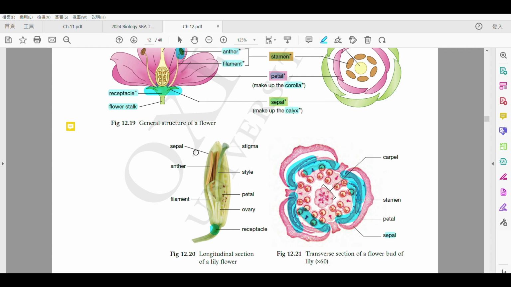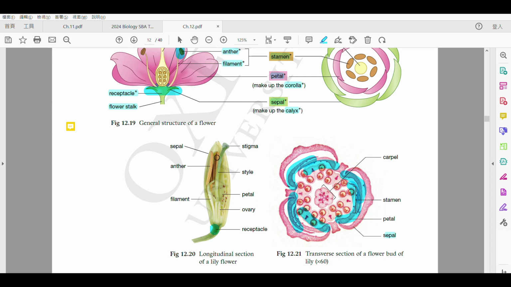But when the flower opens, you can see the petal will have more colors, as you can see here. It will have some dots, unless it's totally pure white. Otherwise, you can still tell which part is the sepal and which part is the petal. So the outermost two parts, sepal and petal, are done.